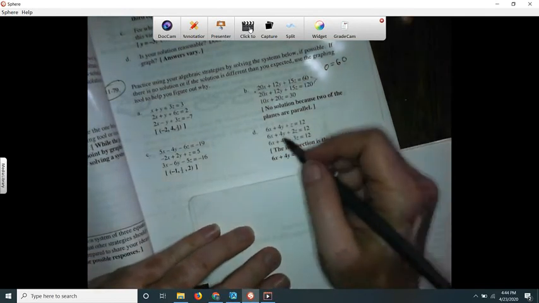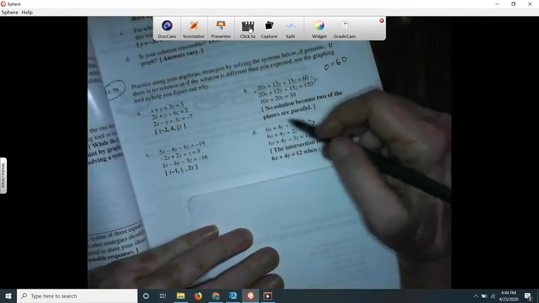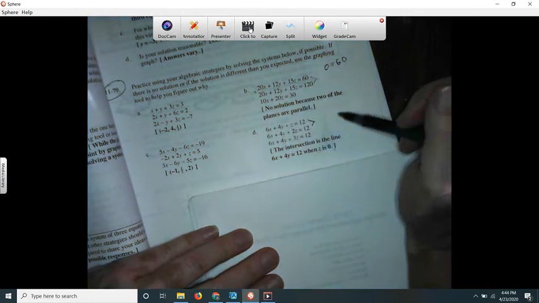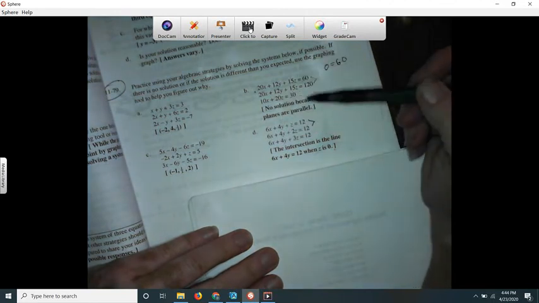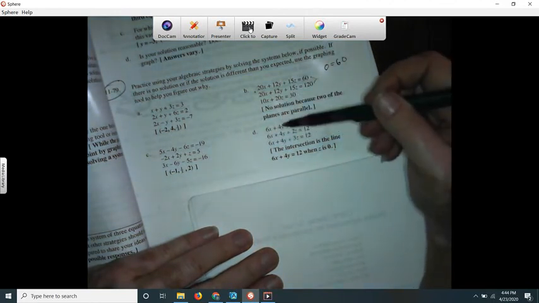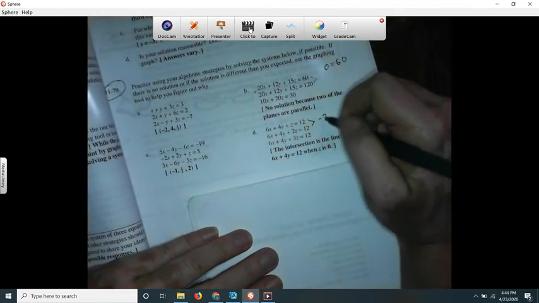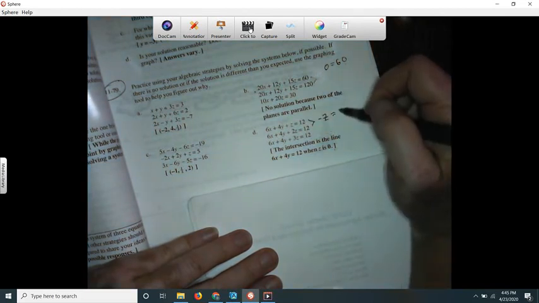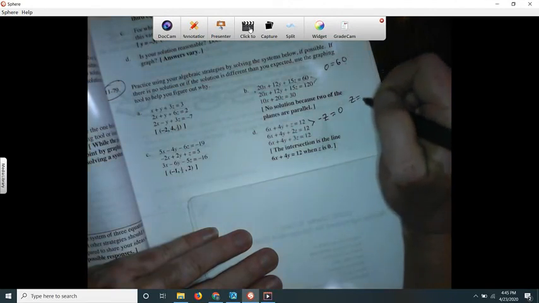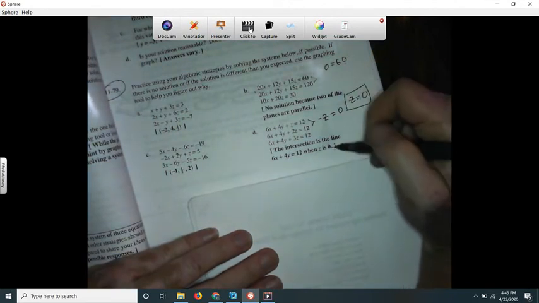And then something fishy will probably happen with this one. You'll be working through, maybe we should do this one real quick. If I subtract the bottom one from the top one, 6 take away 6 is nothing. 4 take away 4 is nothing. Z take away 2z would be -z. And 12 take away 12 would be 0. So I got z equals 0. See how they had z equals 0?